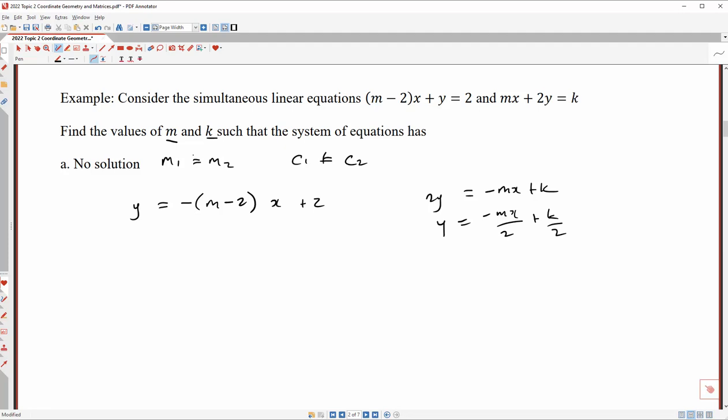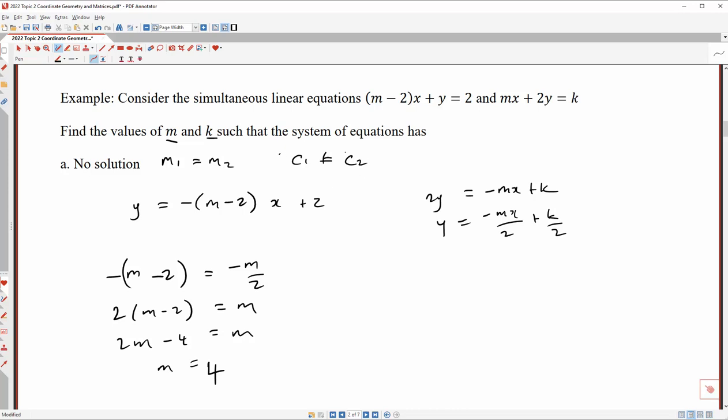Now we're going to grab the gradients and equate them. This gradient here is negative (m take 2), and we're going to equate that with this one here, which is negative m on 2. So let's multiply by 2 and dump the negative at the same time. We've got 2(m take 2) equals m, 2m take away 4 equals m, so m equals 4. What this is saying is there's going to be no solution when m equals 4.